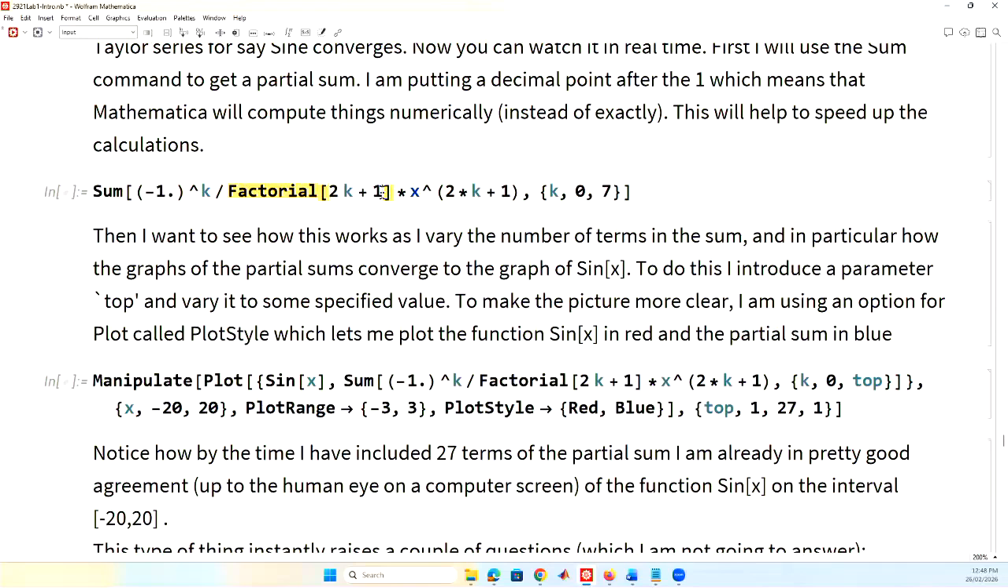Is manipulate actually calculating every time? Yes, it's really slow and painful. Calculating it every time. Yeah, it's gross. No, sorry, it calculates them all at the start, I think.